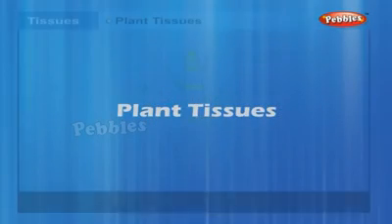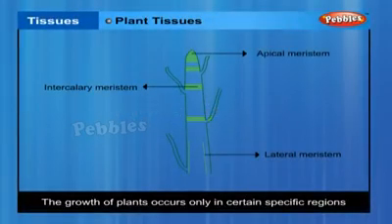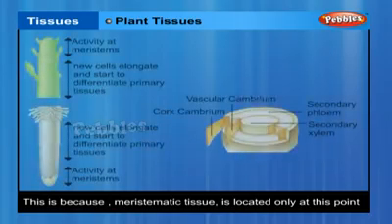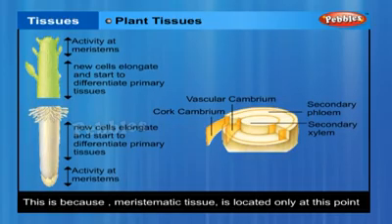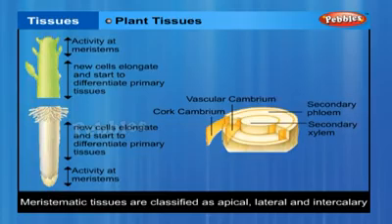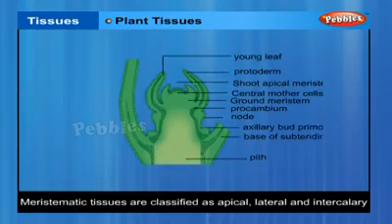Plant tissues. The growth of plants occurs only in certain specific regions. This is because the dividing tissue, also known as meristematic tissue, is located only at these points. Depending on the region where they are present, meristematic tissues are classified as apical, lateral, and intercalary.